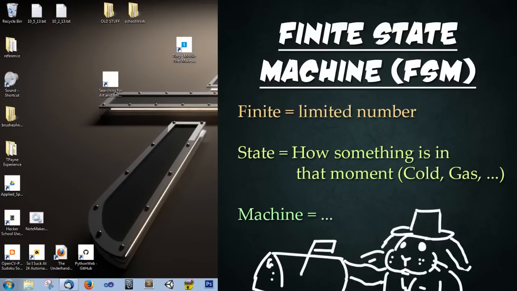Now, machine. What is a machine? A machine is a French rabbit who checks his mail. Just kidding. A machine is something automated. Yeah, I don't need to tell you. You already know what a machine is.